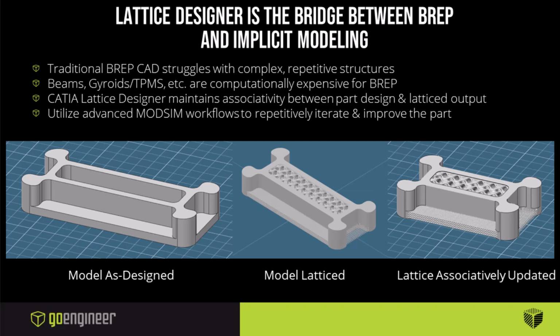The promise and value of CATIA Lattice Designer is that we can design our parts in our traditional solid modeling environment, add our lattices for light weighting or to formalize how the part will emerge from our 3D printer, and utilize our simulation and validation techniques before we ever begin printing. If a part needs to be revised, our lattice will associatively update with the part's design without ever having to re-enter the Lattice Designer environment.